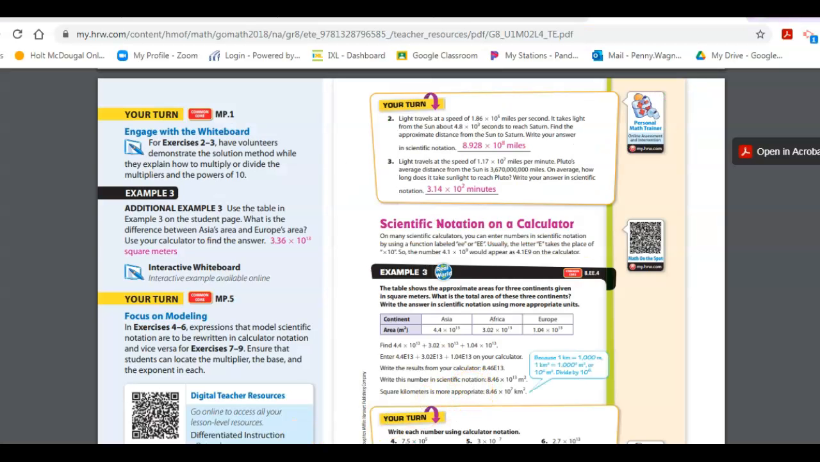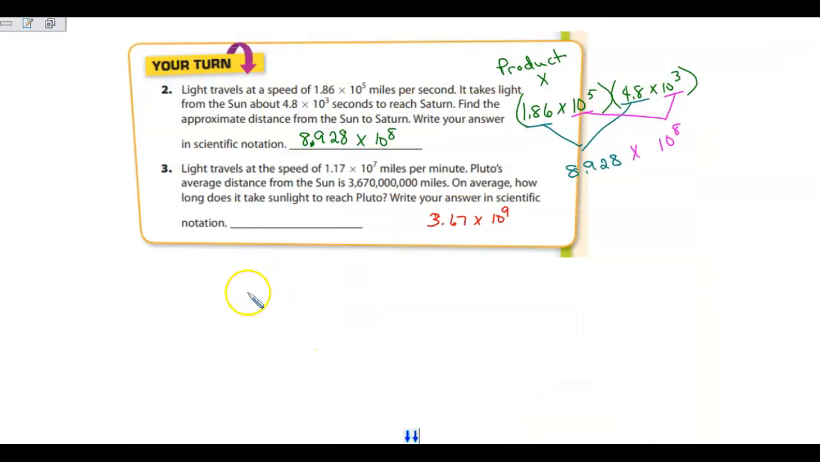So in this case, we want to find the rates. We're actually going to divide. We're going to divide the distance between Pluto and the sun. We're going to divide that distance by the light speed. So we're going to take our 3.67 times 10 to the 9th power, and we're going to divide it by our 1.17 times 10 to the 7th power.